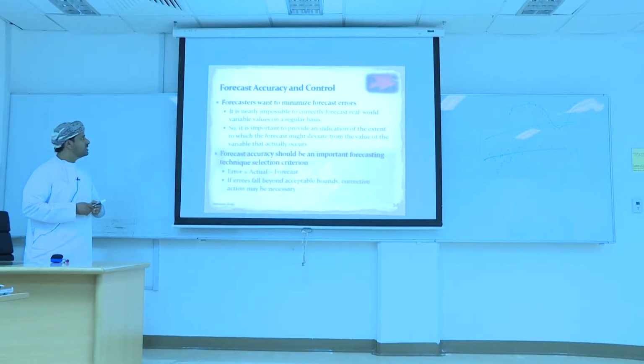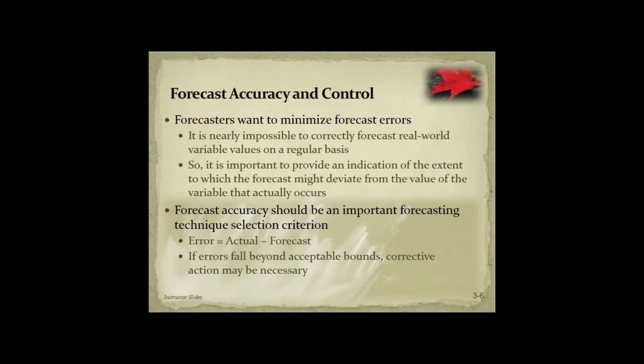We have talked about forecast accuracy. Let's pinpoint this one further. Forecasters want to minimize forecast errors. As a forecaster, of course, you want to minimize the error, but it's nearly impossible to correctly forecast real-world variable values on a regular basis. You could do it once or twice, but having a perfect forecast all the time, where your forecast is equal to the actual demand, is most likely not possible in reality. So it is important to provide an indication of the extent to which the forecast might deviate from the value of the variable that actually occurs.